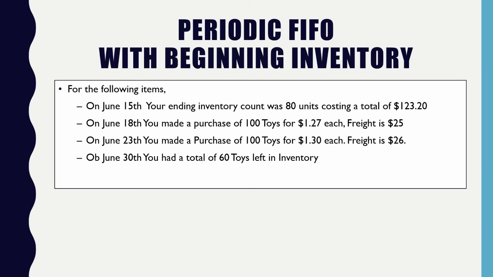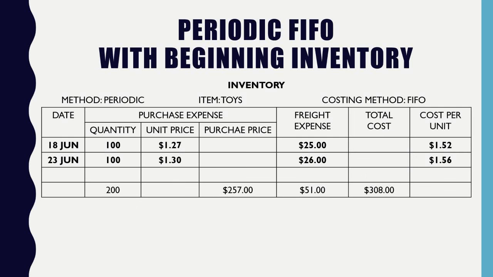So in this context, I'm going to transfer my inventory because now I have beginning inventory. I started with 80 units costing me a total of $123.20. Okay? And then I made some purchases along the way. And then at the end of June 30th, I should have a total of 60 toys left on hand. So that means at the end of June, someone went down to the basement, took a physical count, and told you you have 60 items left. Okay, so let's go ahead and take it into this.